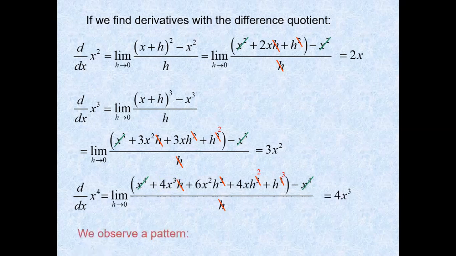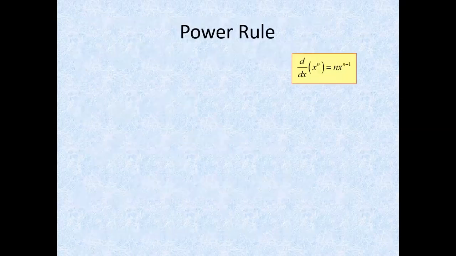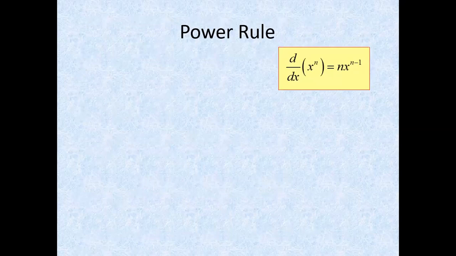So we observe a pattern. You can observe here clearly that 2x, 3x square, 4x cubed, and likewise 5x power 4, 6x power 5, 7x power 6, and 8x power 7, and so on. So the power rule says that d/dx of x to the n equals n x power n minus 1.